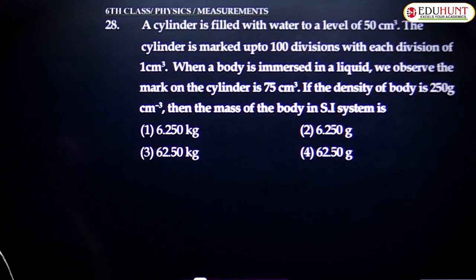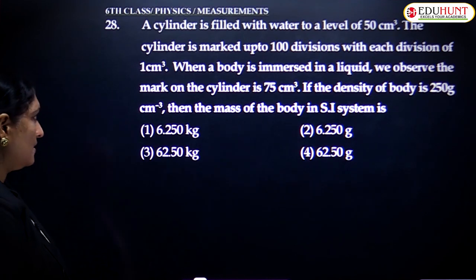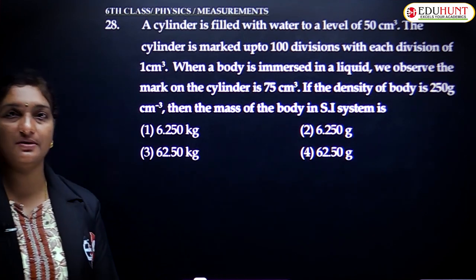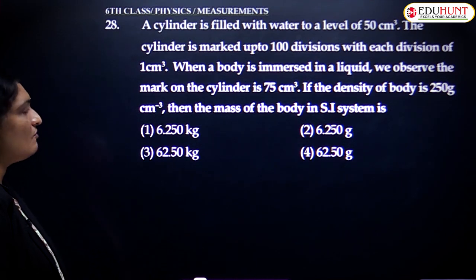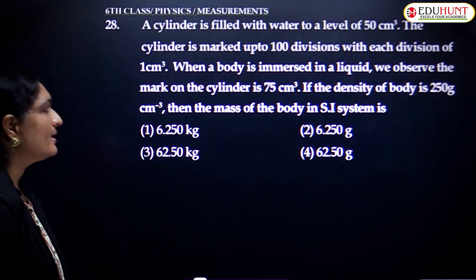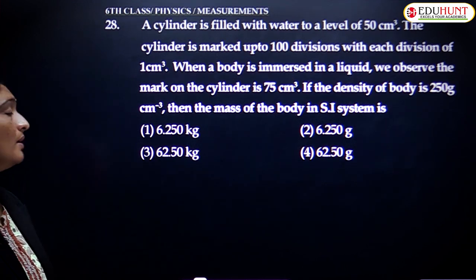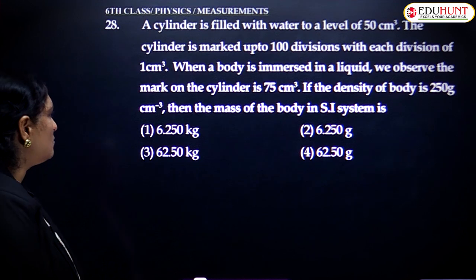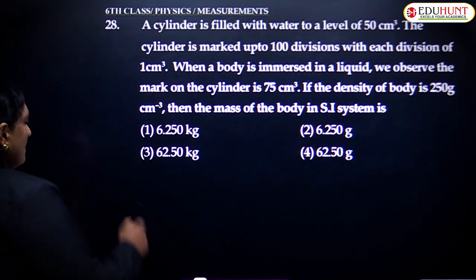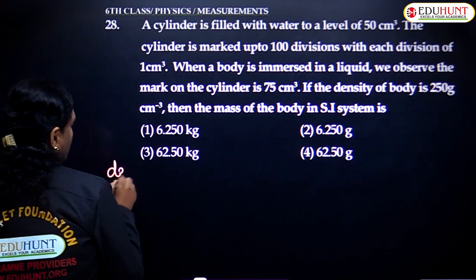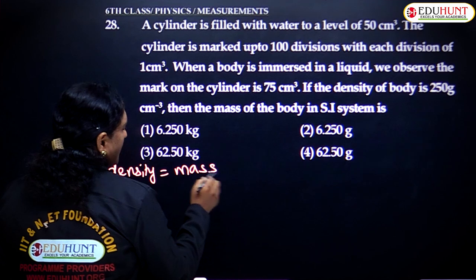Next. A cylinder is filled with water to a level of 50 centimeter cube. So volume given as 50 centimeter cube. The cylinder is marked up to 100 divisions with each division of 1 centimeter cube. When a body is immersed in the liquid, we observe that the mark on the cylinder is 75 centimeter cube. Density is given to be 250 gram per centimeter cube. Mass of the body is, let us see. We know that density equals mass by volume.